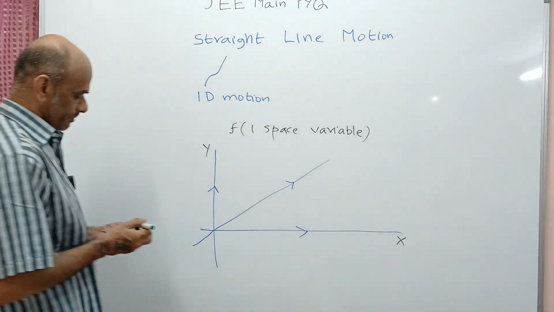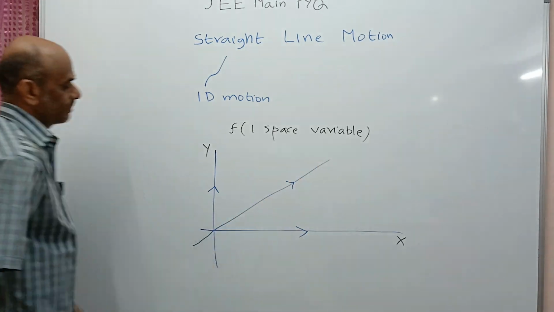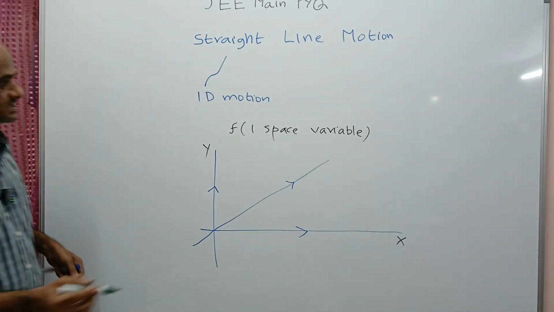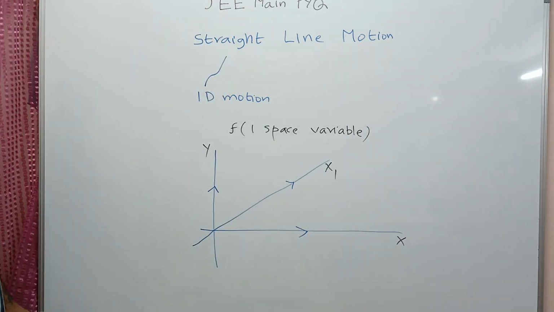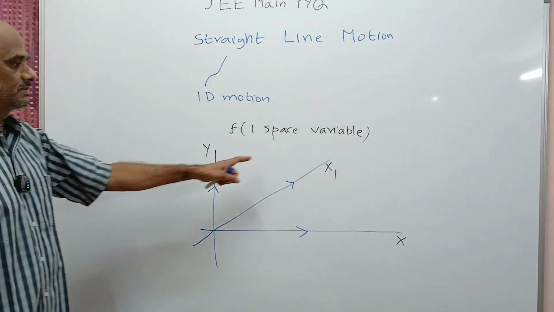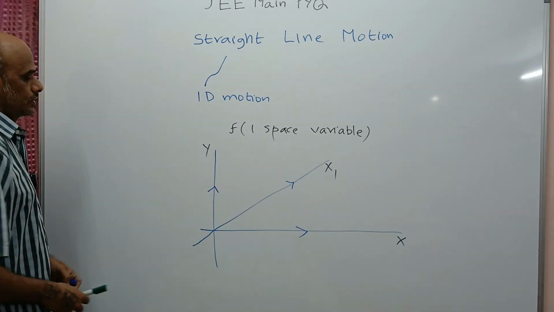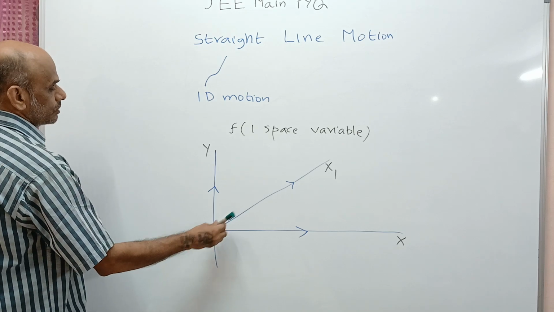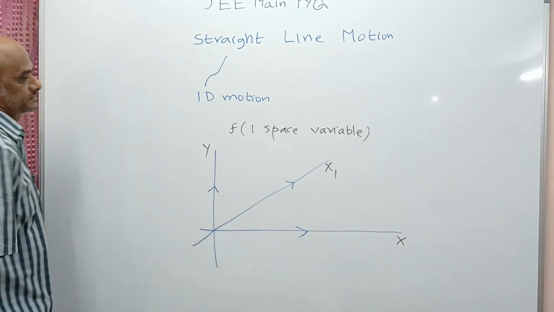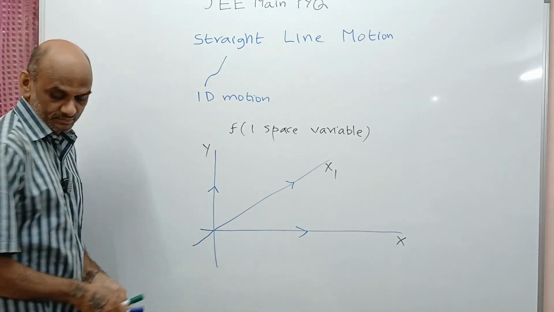For this motion, I can orient the x-axis along this direction, or I can call this axis the x1 axis. So for this motion, the space variable is x1. So this is a line which is lying on this plane, and also I can have a line like this, which is out of the plane of the board. So motion along this line is also a straight line. So we have to orient the x-axis along this direction.